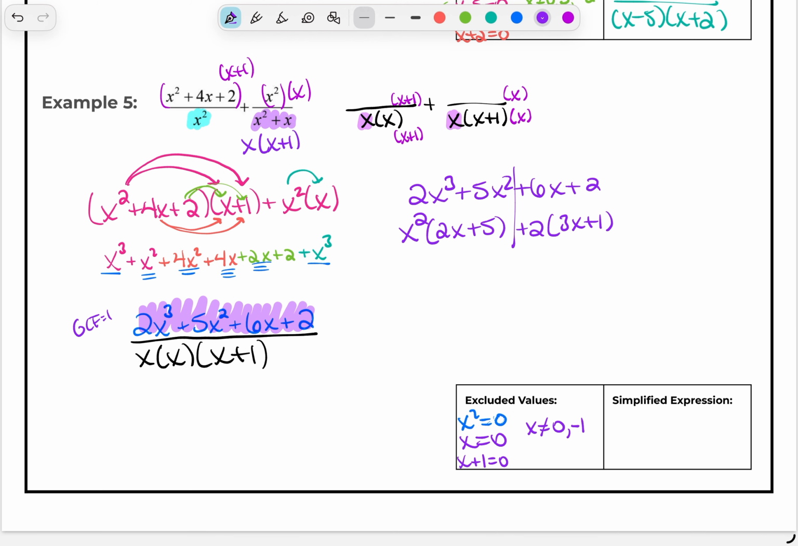And so for us, that means we are done. It cannot be simplified any further. And then you can leave it as x times x plus 1. You could also see it where they put those monomials together and leave it as x squared times x plus 1. Both answers would be in correct form.